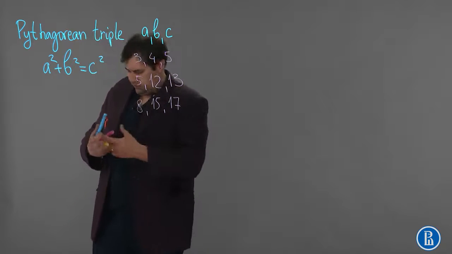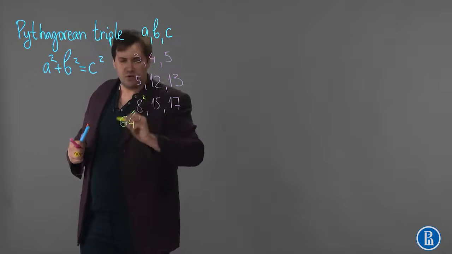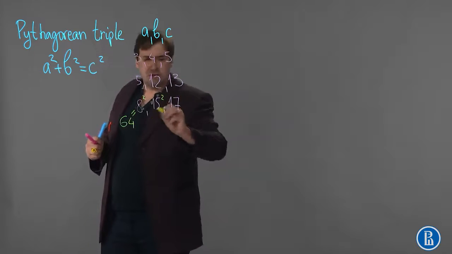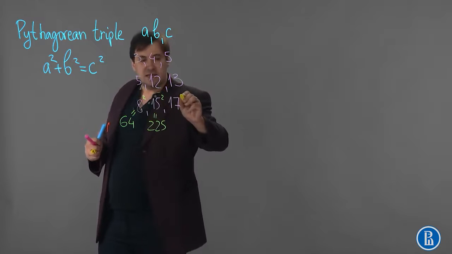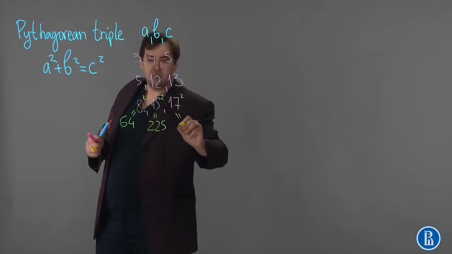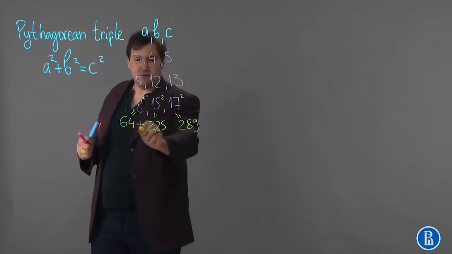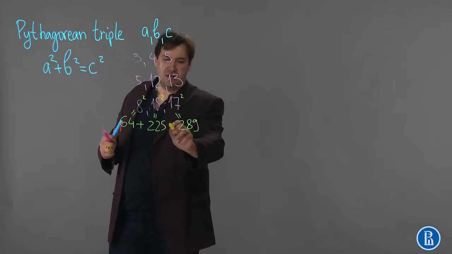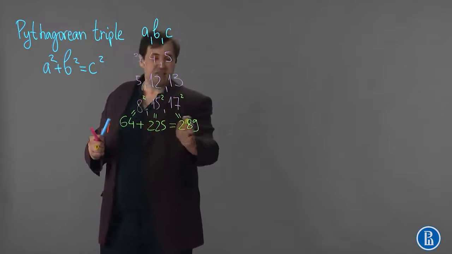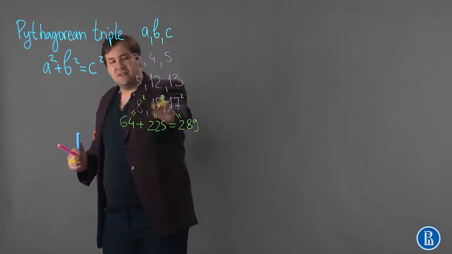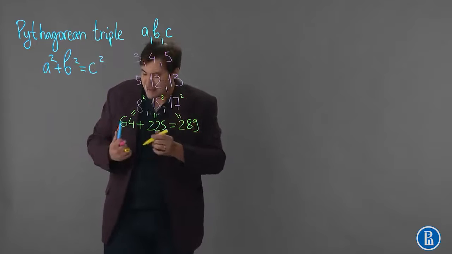Well, let me check. What if I am wrong? 8 to the power of 2 is equal to 64. 15 to the power of 2 is equal to 225. And 17 squared is equal to 289. So let's just check that 64 plus 225 is equal, I hope it is, to 289. Well, it seems to be true. So 8, 15, and 17 is just another example of a Pythagorean triple.